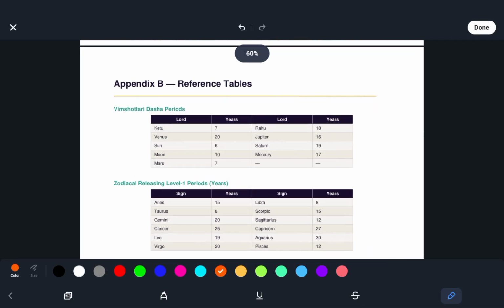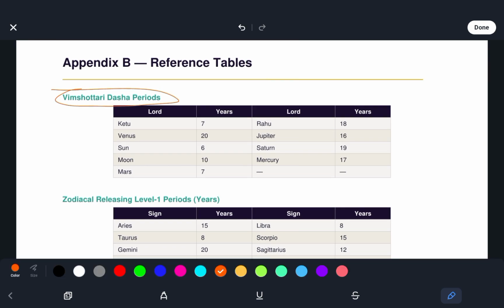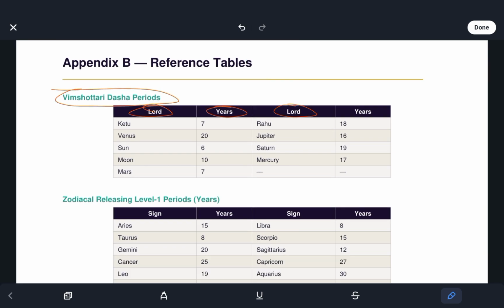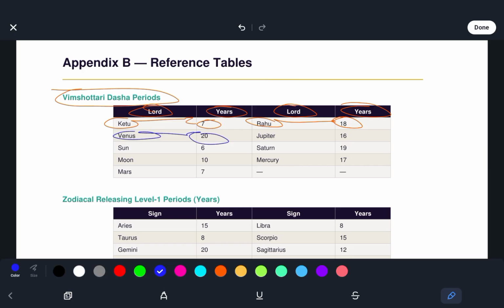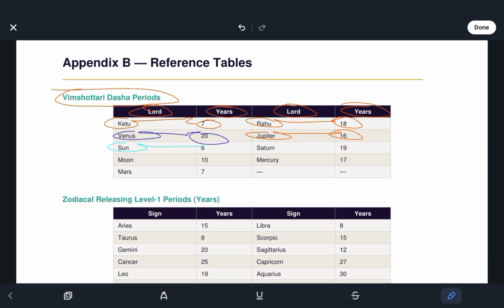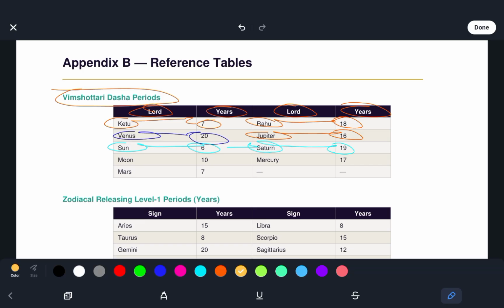In Appendix B, reference tables for Vimshottari dasha periods, the lord and years. So we see Ketu, 7 years; Rahu, 18 years; Venus, 20 years; Jupiter, 16 years; Sun, 6 years; Saturn is 19 years; Moon is 10 years; Mercury is 17 years; Mars is 7 years, in regards to its Vimshottari dasha periods.